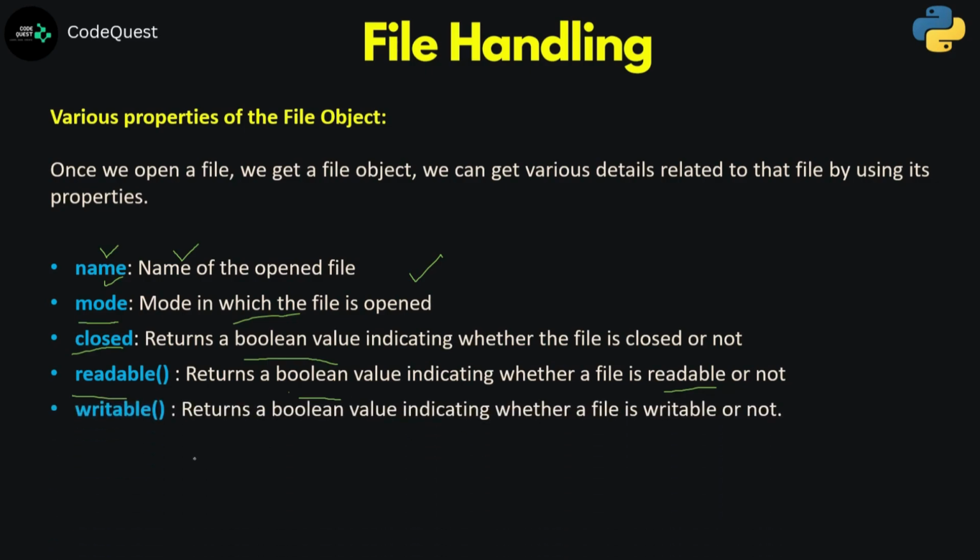Very similarly, we have one more function, that is writable. Just like readable checks whether it is readable or not, writable is also going to verify whether the file that I have opened, am I able to write on it or not? Can I do the write operation or not? That is what writable is going to verify, and it is going to return a Boolean value. If it is writable, it returns true. If it is not, then it returns false.